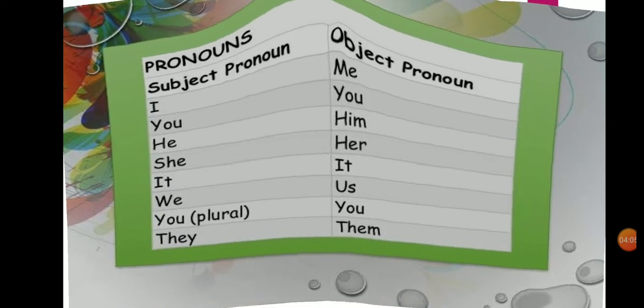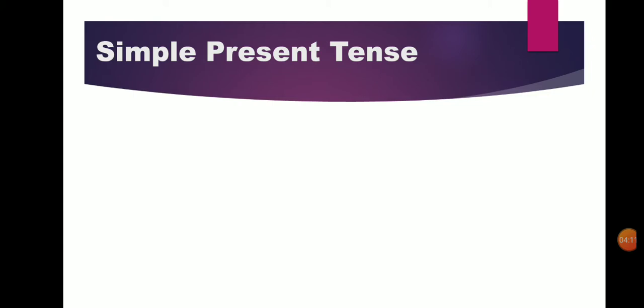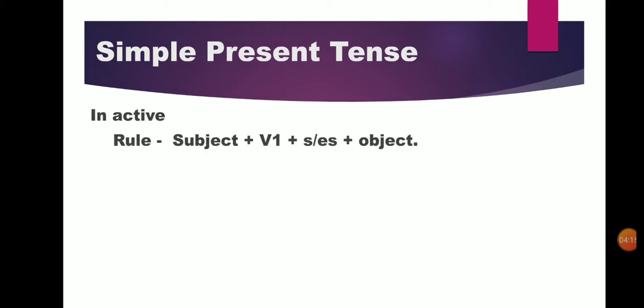So tense wise, we will see how we change the sentence. First is simple present tense. In active voice, the rule to make any sentence in simple present tense is: first we write the subject, then the verb first form, and according to the subject we use s or es, then the object. Example: he writes an essay.